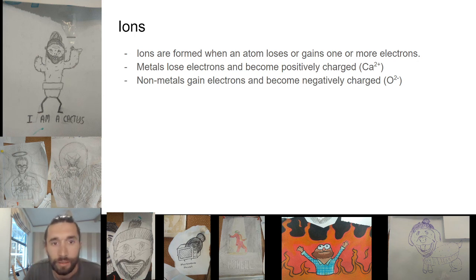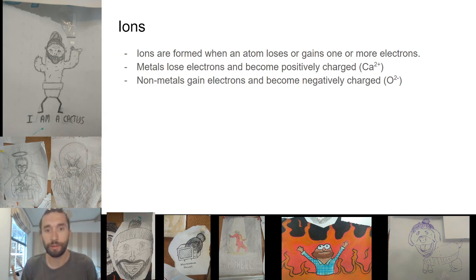So, ionic substances are made up of ions. Ions are formed when an atom loses or gains one or more electrons. Metals, the guys on the left, such as calcium and iron, will always lose electrons. And because they've lost electrons, they become positively charged. That is because they now have more positively charged protons than negatively charged electrons. In this case, calcium has lost 2 electrons, so it now has a charge of 2+.